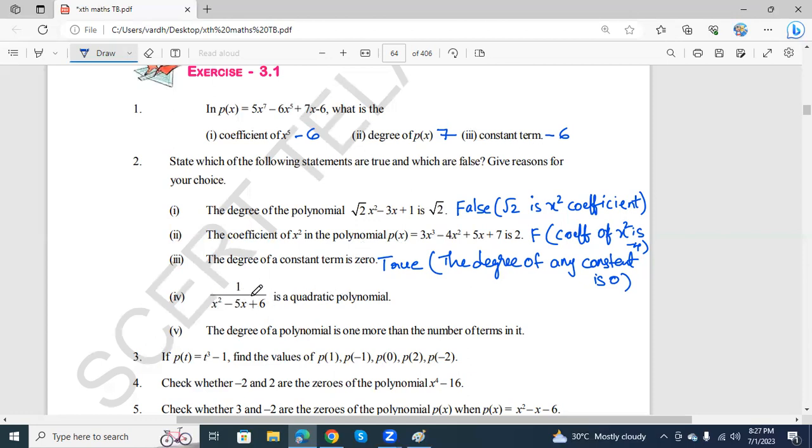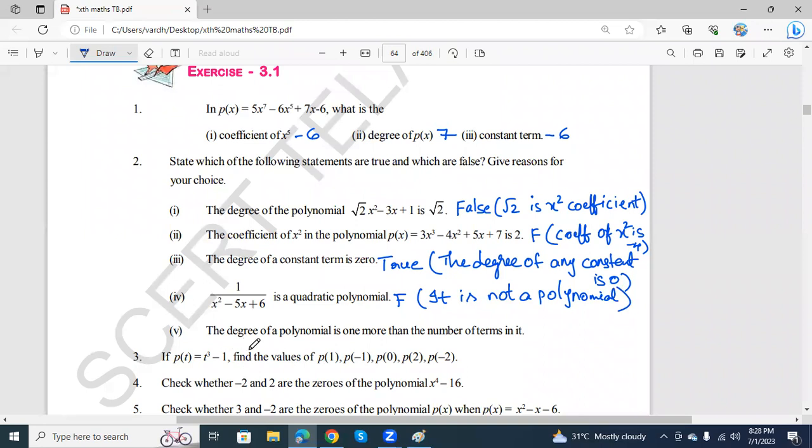Why? Because 1 by x square is nothing but here x power minus 2. Okay, x power minus 2 minus 5, x power minus 1 plus 6, it becomes. So this is a false because polynomial means an algebraic expression which contains positive integral powers only, non-negative integral powers. So this is a false because it is not a polynomial. This is the reason it is false.